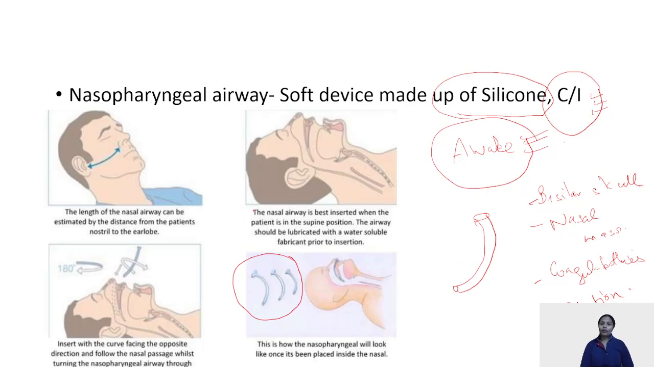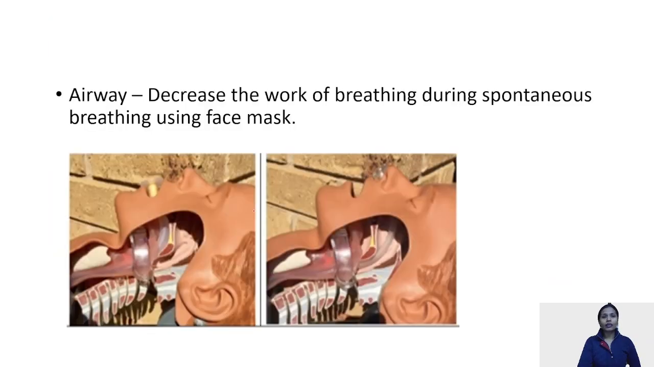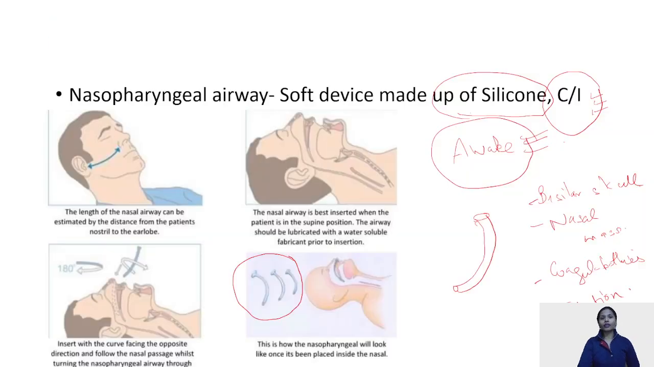Now, for the nasopharyngeal airway also, we have to select the correct size, which is from the LNSI to the tragus. In the oropharyngeal airway, this was from the central incisor to your angle of the mandible. In the nasopharyngeal airway, it is from your LNSI to your external auditory meatus or your tragus. This is how you select the correct size of your NPA.